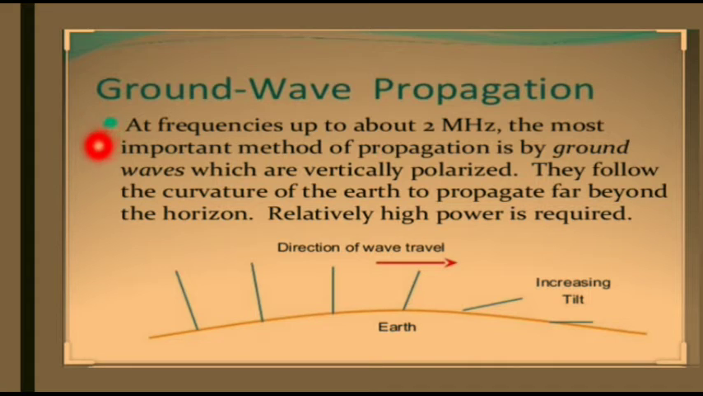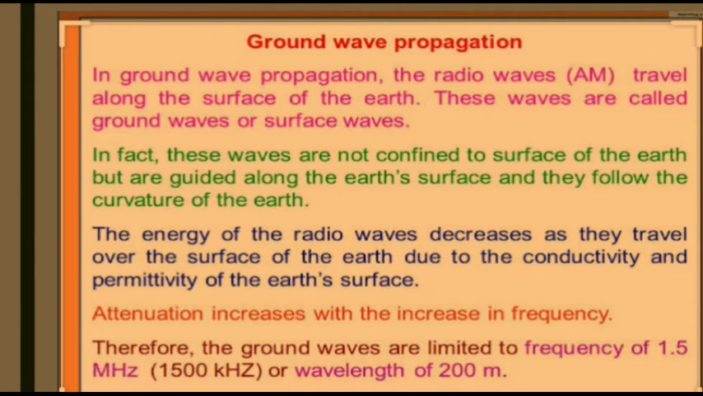The most important method of propagation is by ground waves, which are vertically polarized. At the same time, they follow the curvature of the earth to propagate far beyond their horizon. Relatively high power is required for this propagation, right? In ground wave propagation, the radio waves travel along the surface of the earth, and these waves are called ground waves, or surface waves, right?